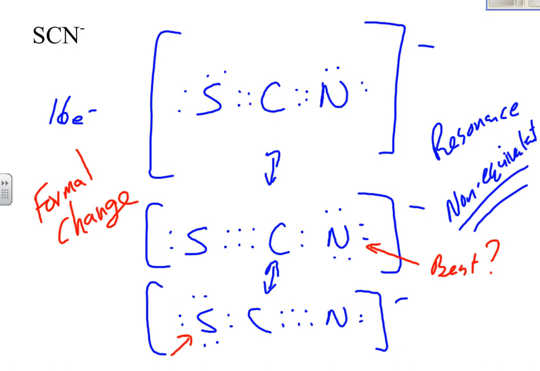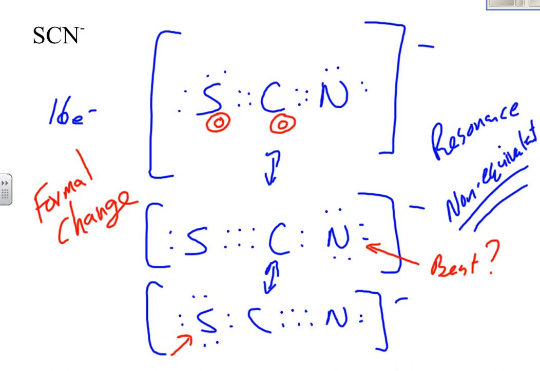Had 6, right? How many does it have now? It has 4 by itself, and it's sharing 4. The shared ones only get half. So it came in with 6, and now it's got 6, so it's got a formal charge of 0. Right? Carbon came in with how many? 4. How many does it have now? Well, it's sharing 8, so it's got 4.